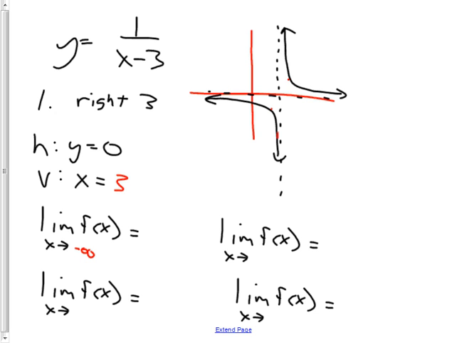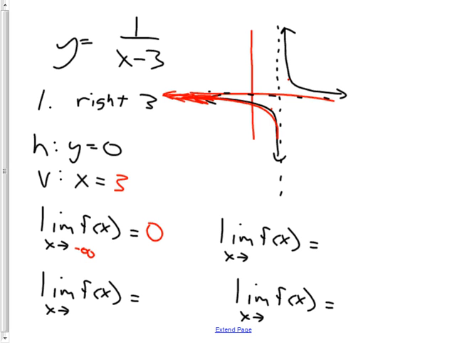Nope. Way to the left is like this. What would the y be? Nope, not 3. As it gets way over this way, it's going to get closer and closer to what? 0. It's getting closer and closer to 0.